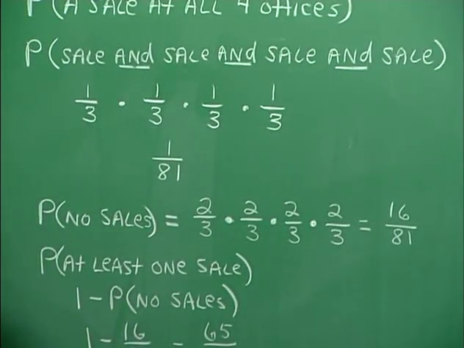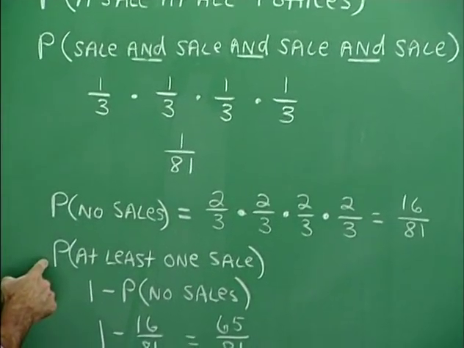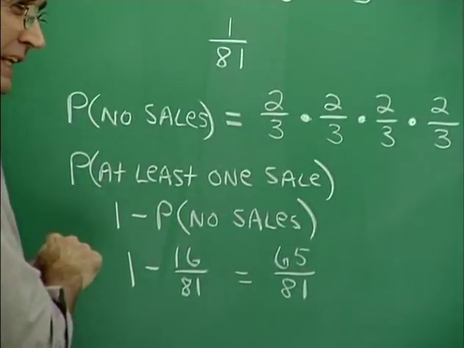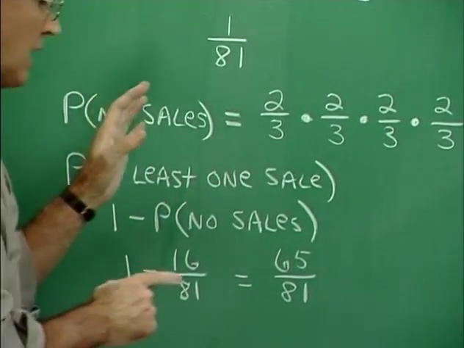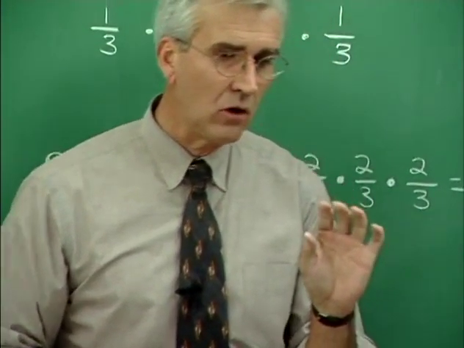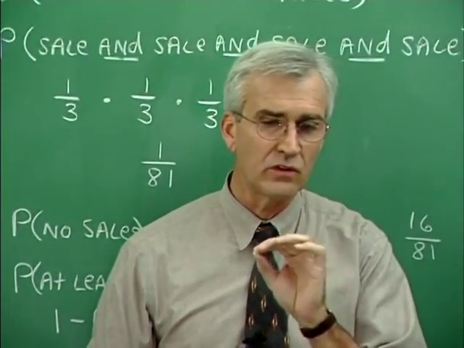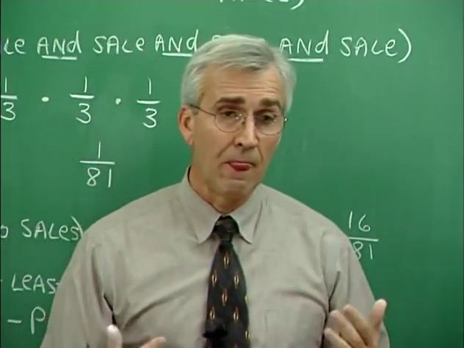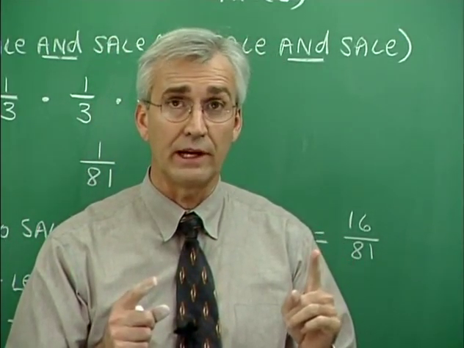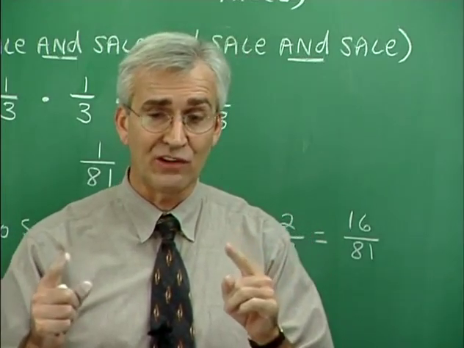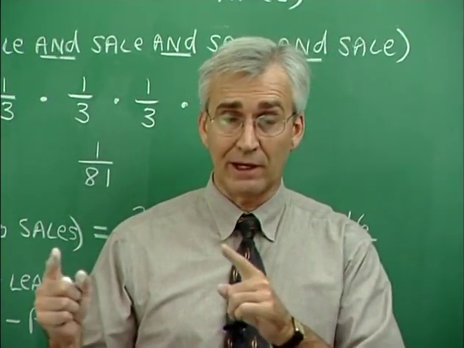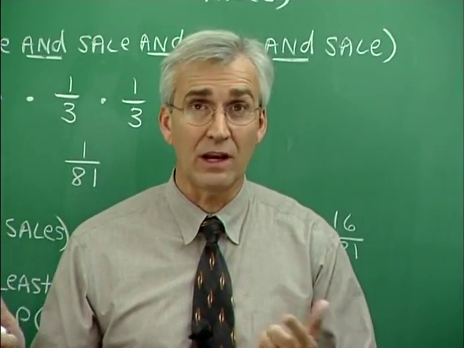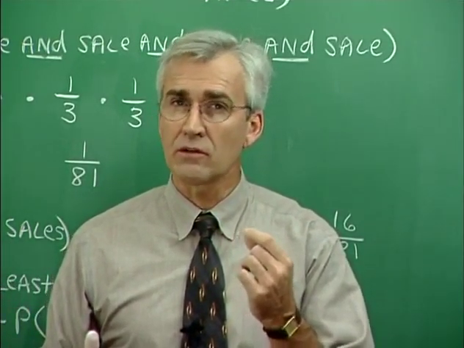Now, here's the interesting one, in my opinion. The probability of at least one sale. At least one, that's saying the probability of making one or more sales. One way to make that calculation is to calculate the probability of exactly one sale and add the probability of exactly 2, and add the probability of exactly 3, and add the probability of exactly 4. You see, that's a way to do this. But there's a better way to do it.